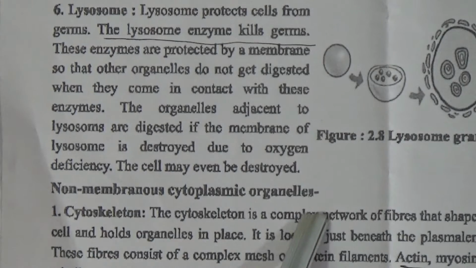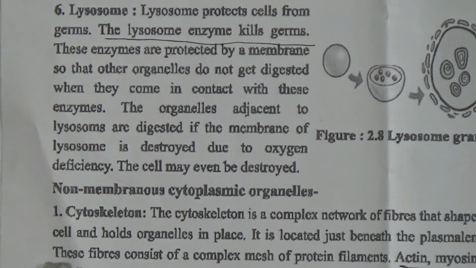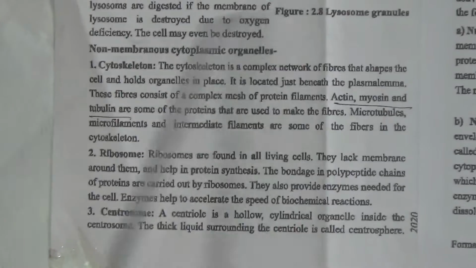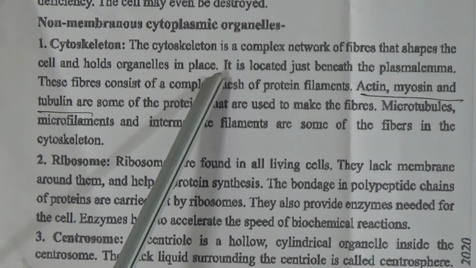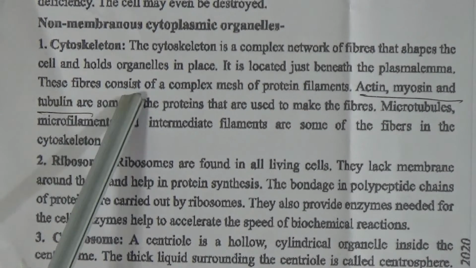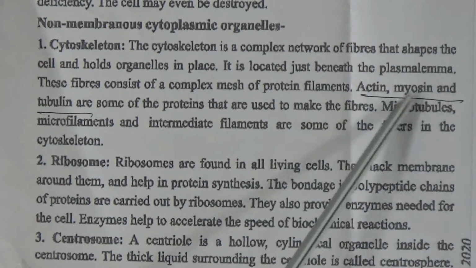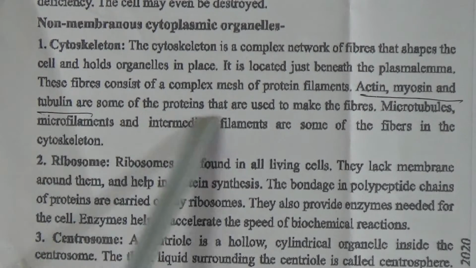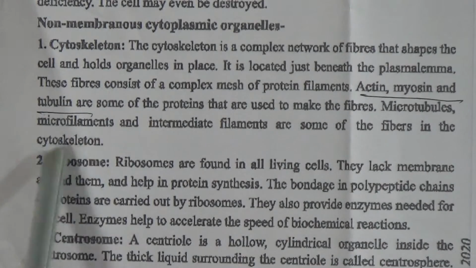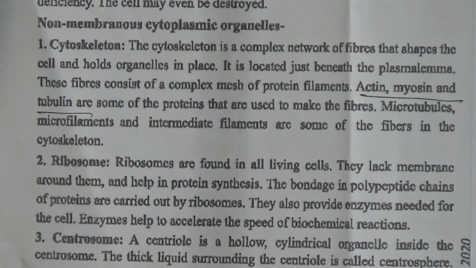Now, non-membranous cytoplasmic organelles, that means the organelles which do not have any membrane. Number 1, cytoskeleton. The cytoskeleton is a complex network of fibers that shapes the cells and holds organelles in place. It is located just beneath the plasma membrane. These fibers consist of a complex mesh of protein filaments. Actin, myosin and tubulin are some of the proteins that are used to make the fibers. Microtubules, microfilaments and intermediate filaments are some of the fibers in the cytoskeleton.